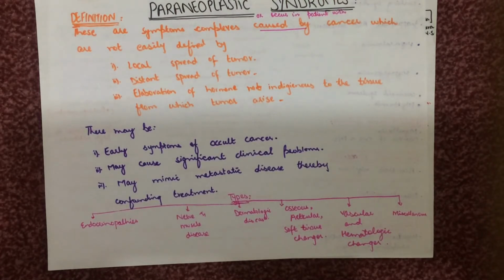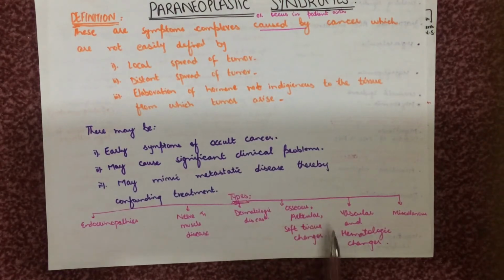There may be early symptoms of occult cancer, or they may cause significant clinical problems. There is also a possibility that they may mimic metastatic disease. Let's discuss the types: endocrinopathies, nerve and muscle disease, dermatologic disease, osseous articular soft tissue changes, vascular and hematologic changes, and miscellaneous.